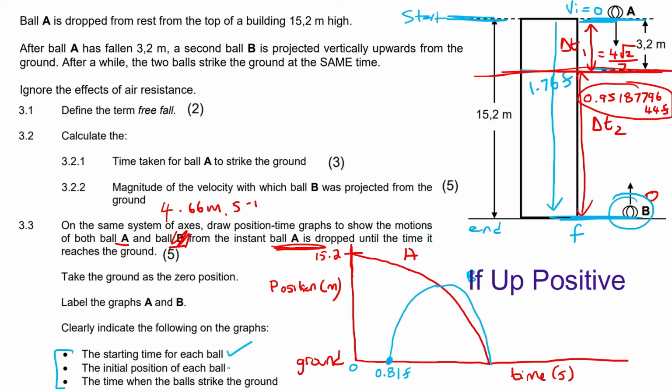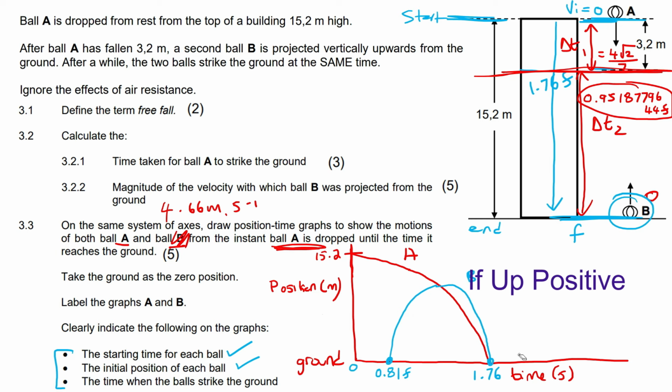What is the initial position of each ball? Yes, we've done that. We did 15.2 for this one and we did 0 for this one. And the time when the balls strike the ground. That was this time over here, and we got that as, oh yes, they both strike the ground at this time over here, which was 1.76 seconds.